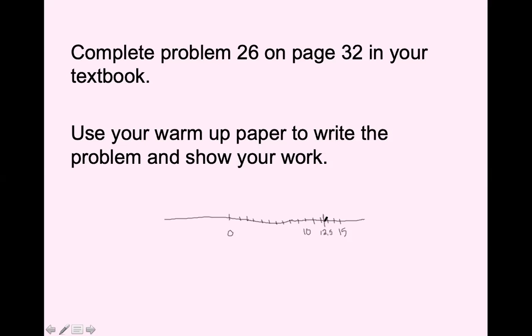Then to get to that, I counted up 2.5 units. 12.5 to 15 is also 2.5 units. So my absolute value equation would look like numbers whose distance from 12.5 is equal to 2.5.